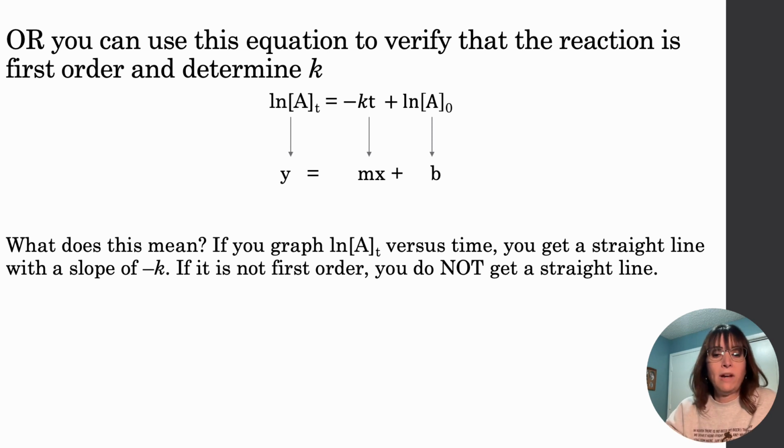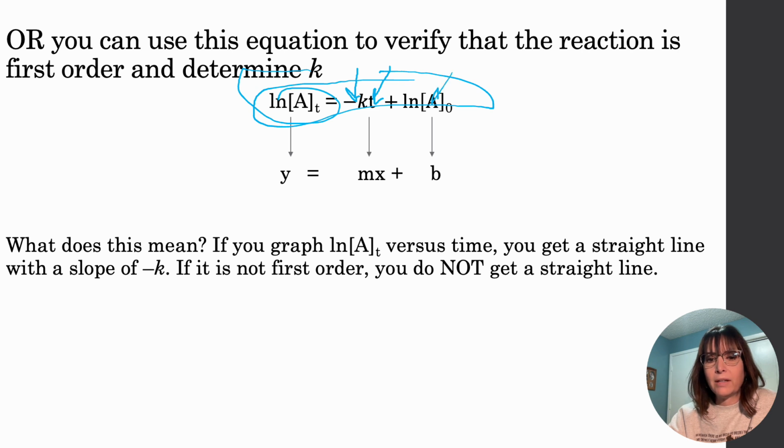What I want you to take away from a first order reaction is that you can use this equation and actually do something kind of cool with a graph. So if you take a look at this equation right here, notice that this is y, this is slope. Time is going to be your x-axis, and then the y-intercept b. So what does this mean? If you graph, say you do a reaction, you have data. If you graph the natural log versus the time, and you get a straight line with a slope of negative k, then it is first order.